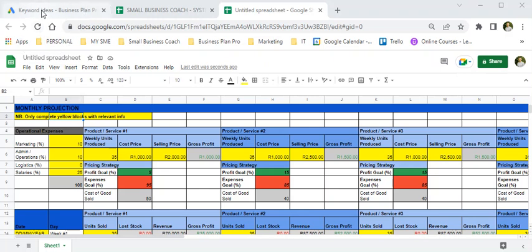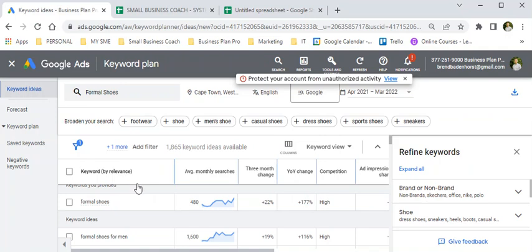I've gone back to my Google AdWords to do a projection based on what the market is telling me. So I saw a new keyword just earlier when I did the search, formal shoes for men. So this will replace my current keyword formal shoes because this can be male or female. I'm rather going to go with formal shoes for men. And there's 1,600 searches in my direct location, which is Cape Town, Western Cape.